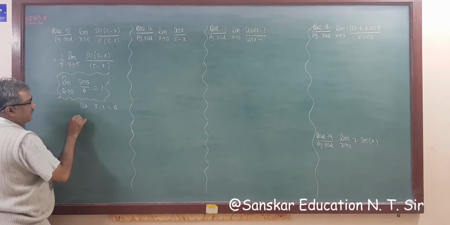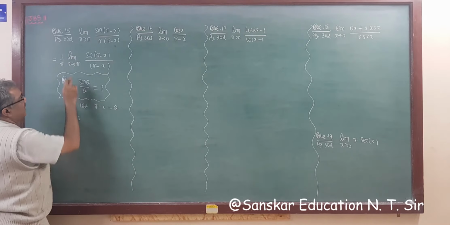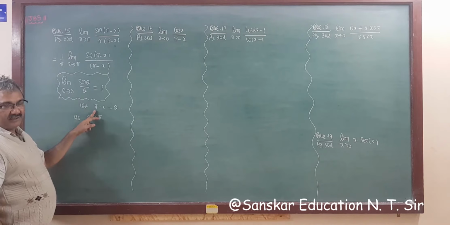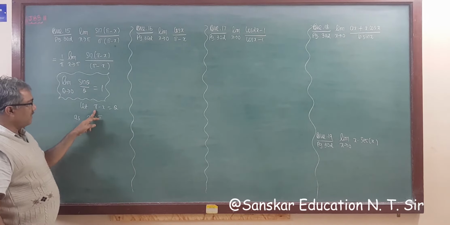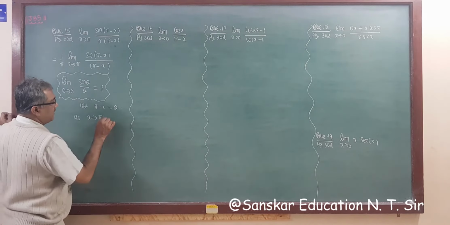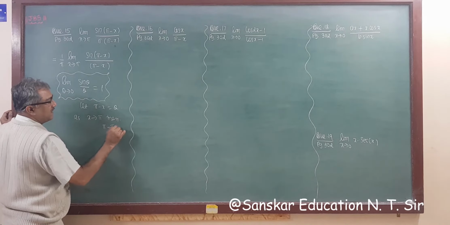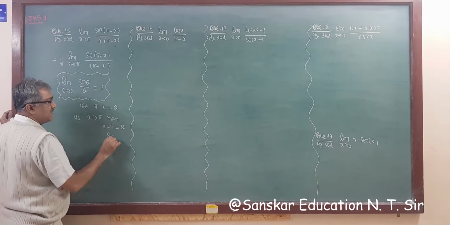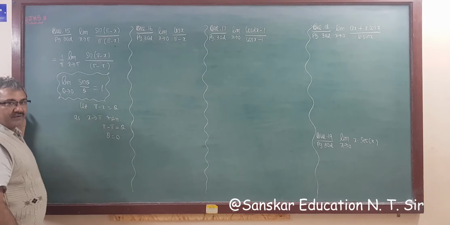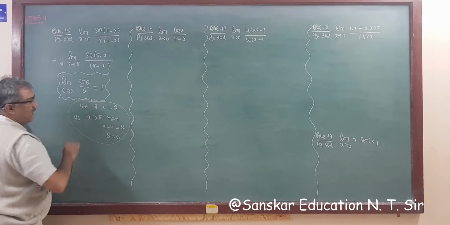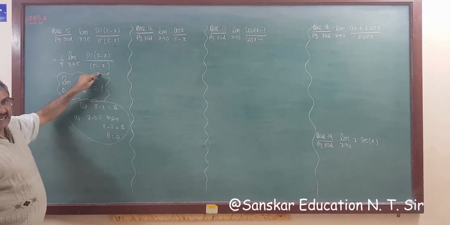Then as x tends to pi, we have to substitute x is equal to pi here. Then pi minus pi is equal to theta. That is, theta is equal to 0. So what we get? Theta is equal to 0. Right? So remember this thing and consider this is theta upon theta.